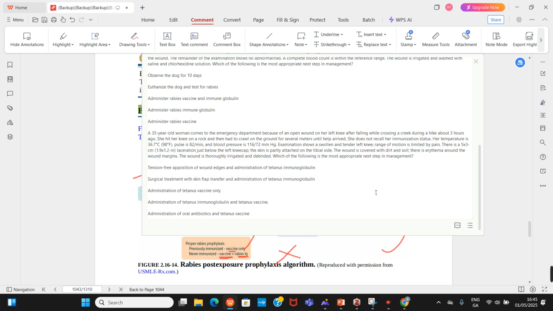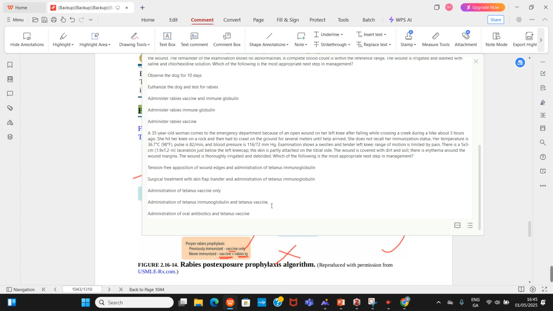What do we think we are going to do? Take it that she's not immunized. So what are we giving? Both the immunoglobulin and the vaccine. So what option are we picking? D. D for dog. So give both the immunoglobulin and the vaccine.